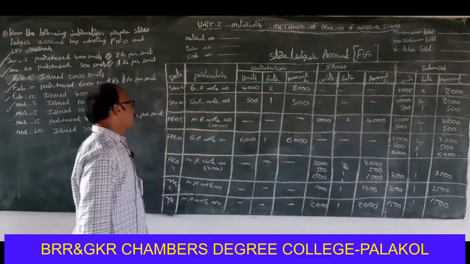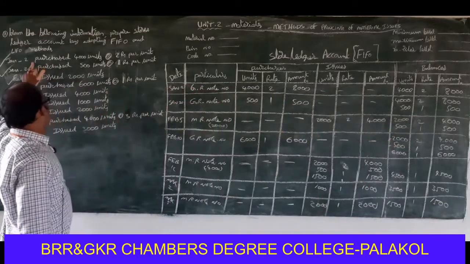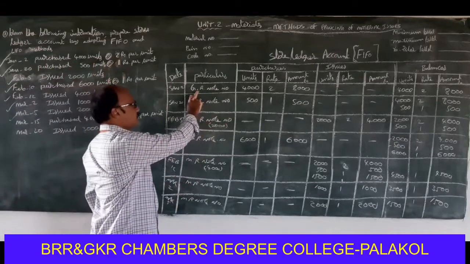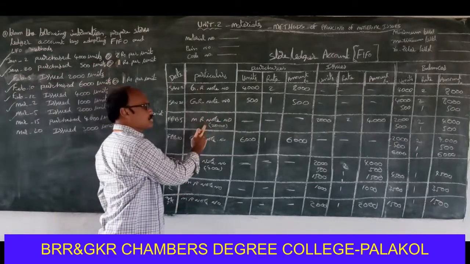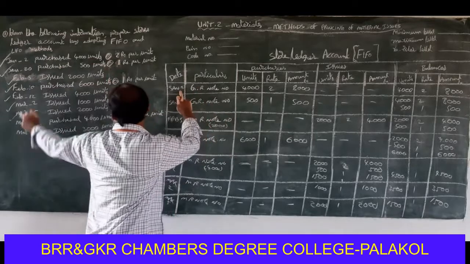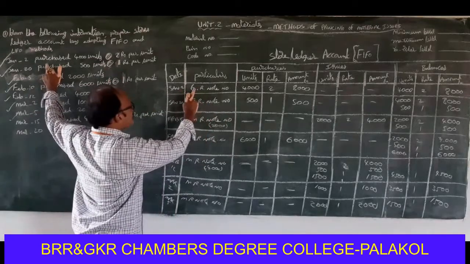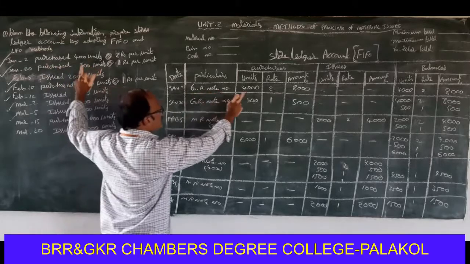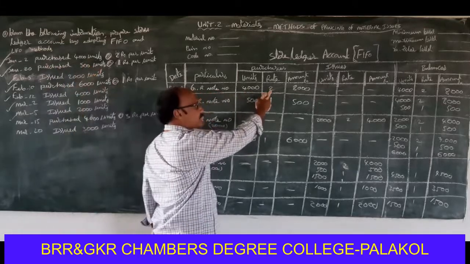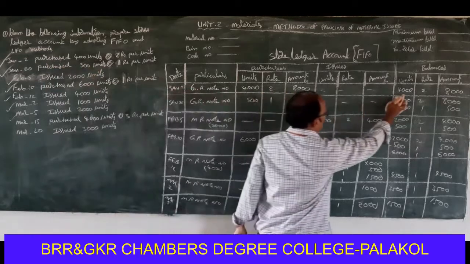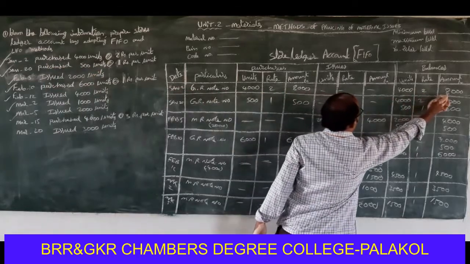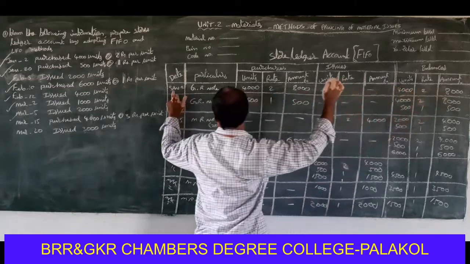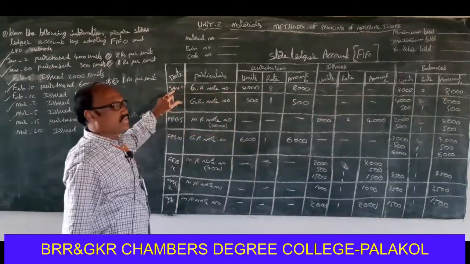Okay, look at this one. Once again, I am telling that January 2nd purchases 4,000 units at the rate of 2 per unit. Purchases means GR note number, issues means MR note number. So January 2nd purchases GR note number. How many units purchased? 4,000 units at the rate of 2 rupees per unit, 8,000 rupees. The stock is available as on January 2nd, at the end of the day.